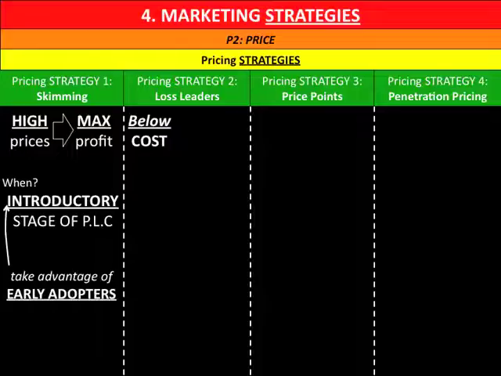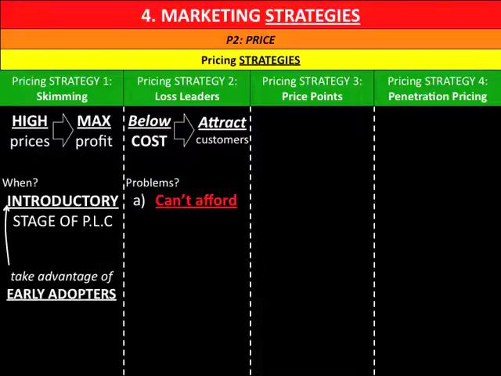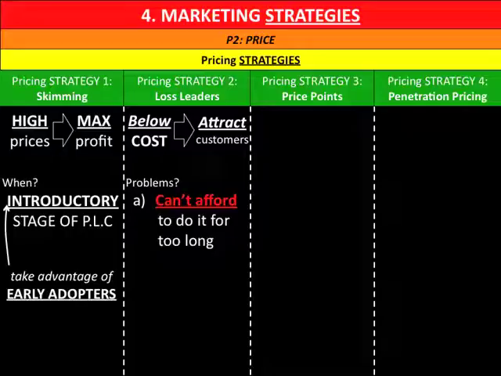The loss leader strategy is when you set the price below the cost to attract customers. Now, the problem with it is that you can't afford to do it for too long because you're making a loss, right, for each one. So some of the places taking on Apple when it comes to tablets, like Amazon, one of their Kindles, their Kindle Fire, was actually priced below cost because they want to get you on the content. So they're trying to attract customers, they're trying to get market share.